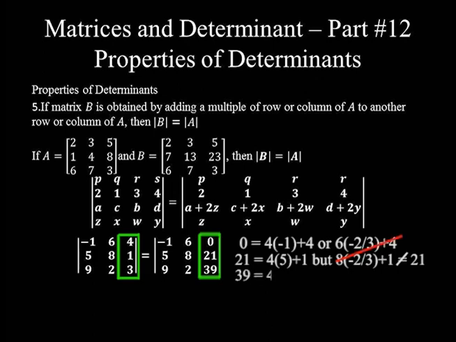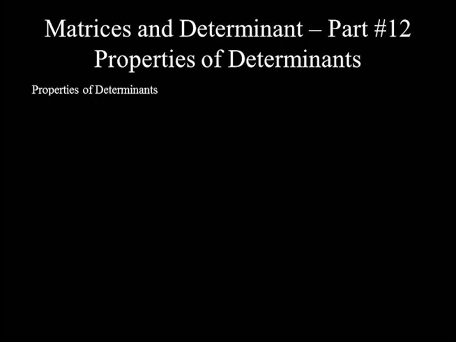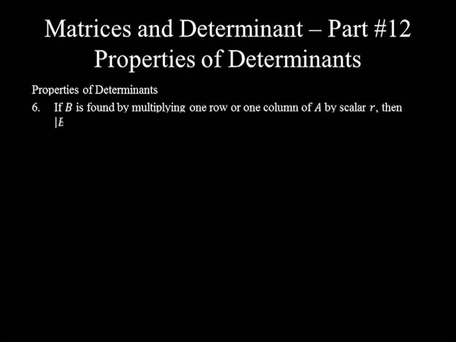39 means 4 times 9 plus 3. These relationships tell us that column 3 of the right hand side matrix is obtained by adding 4 times column 1 of the left hand side matrix and column 3 of the left hand side matrix. That's why the determinants of the two matrices are equal. The sixth property: if matrix B is found by multiplying one row or one column of matrix A by scalar R, then the determinant of matrix B equals the scalar R times the determinant of matrix A.